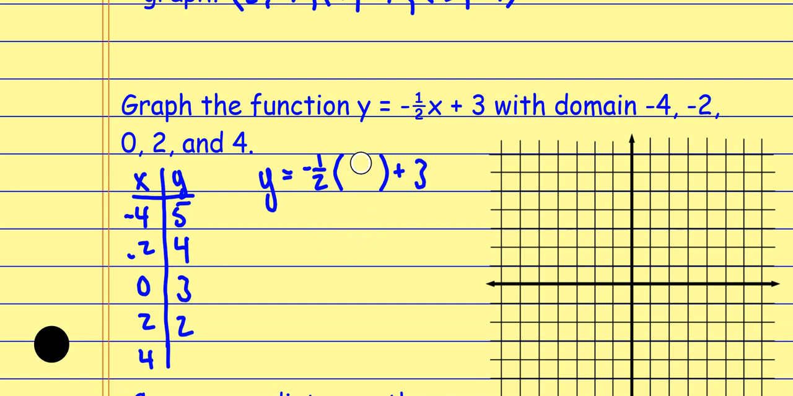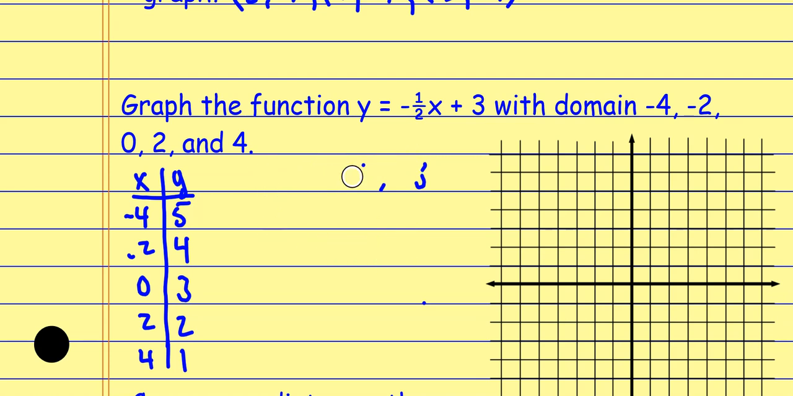And then the last one that they asked me to plug in was the 4. Again, this is like a division sign, that fraction bar. That's what a fraction is. That's a -2 plus 3. That's a +1. Okay? And now let's graph this thing.